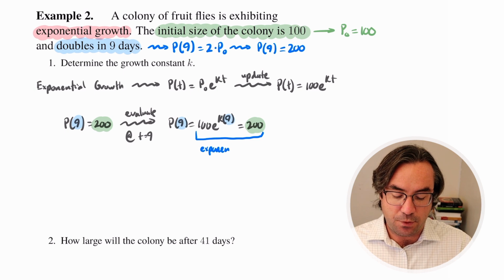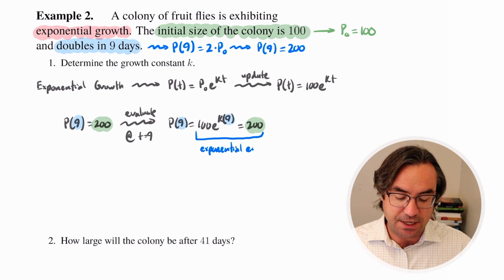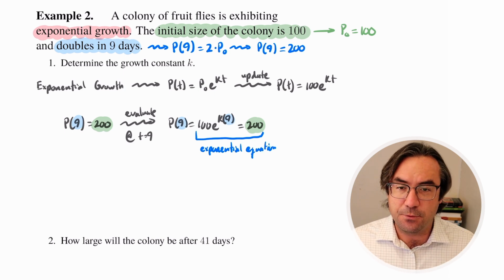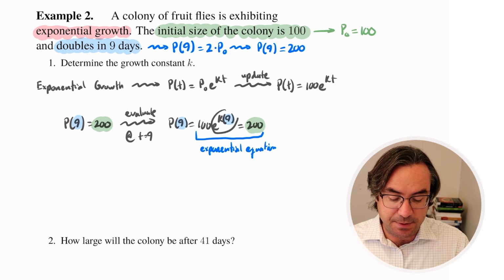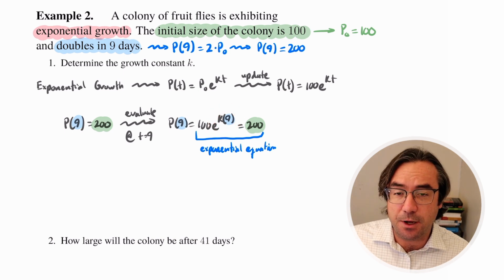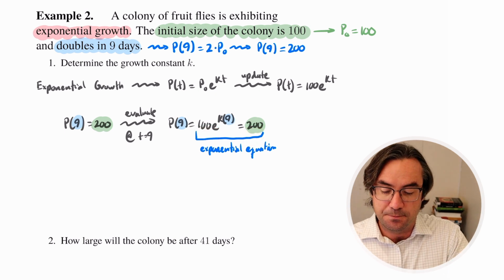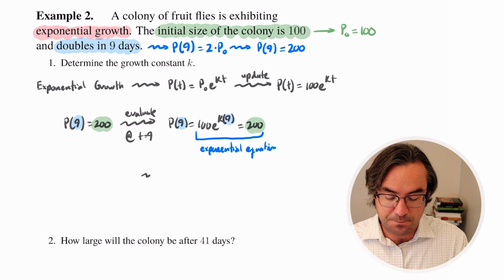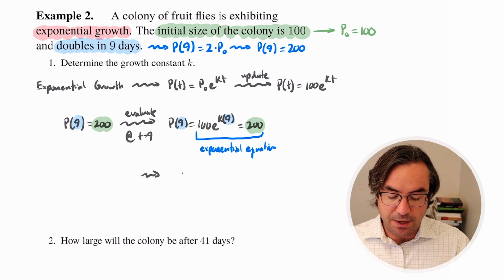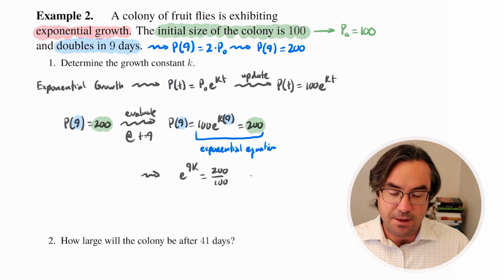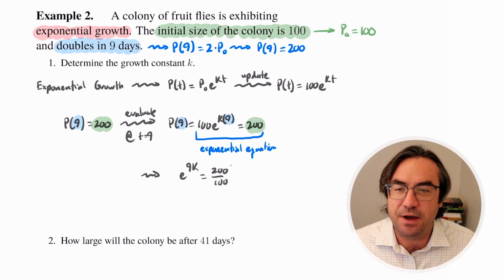We've been practicing how to solve these exponential equations. So now we just have to isolate the exponential term. We want to get that exponential term all by itself. The first step would be to divide both sides by 100. So we end up with e to the 9k is equal to 200 over 100, and we could simplify that down.